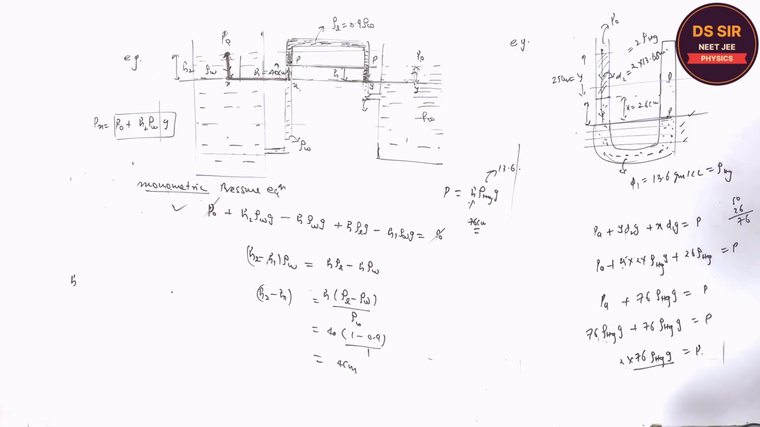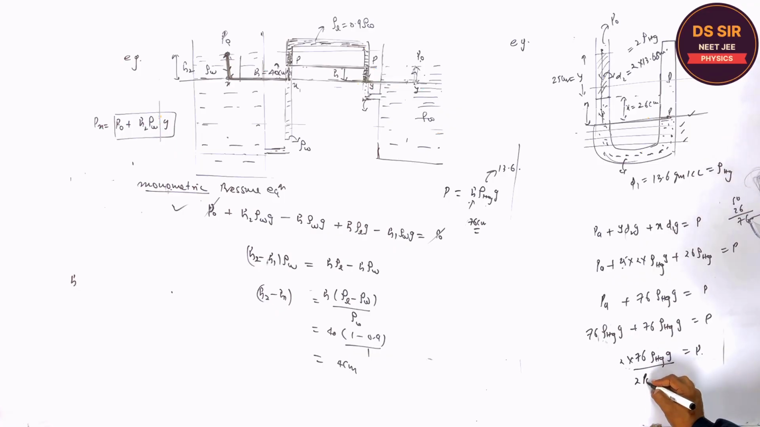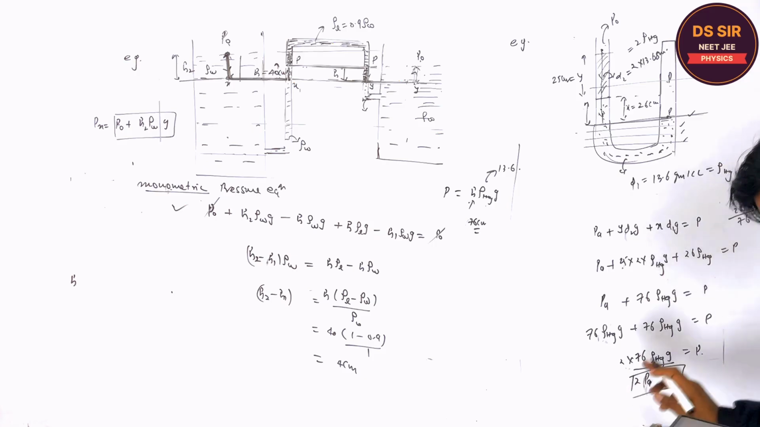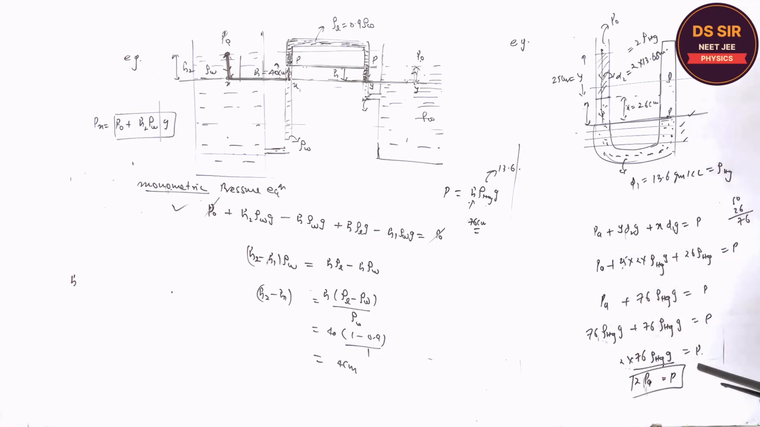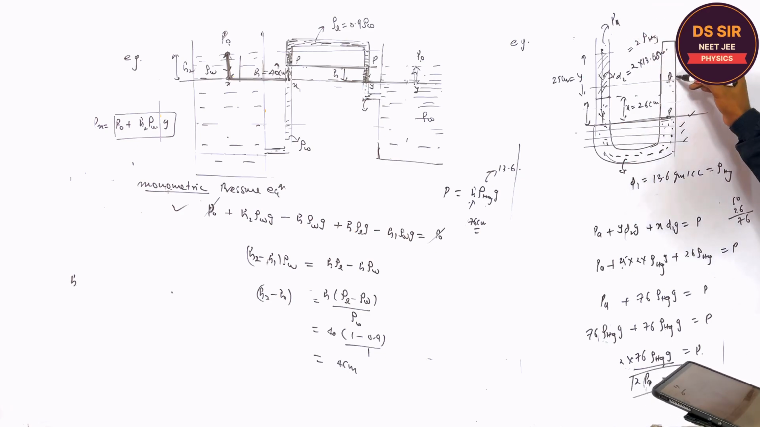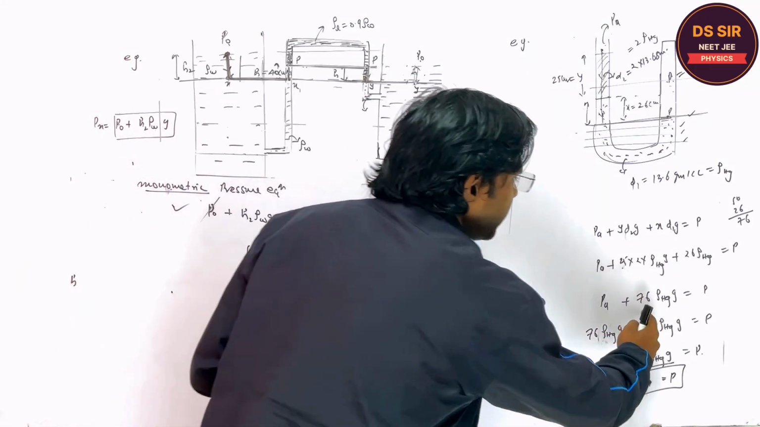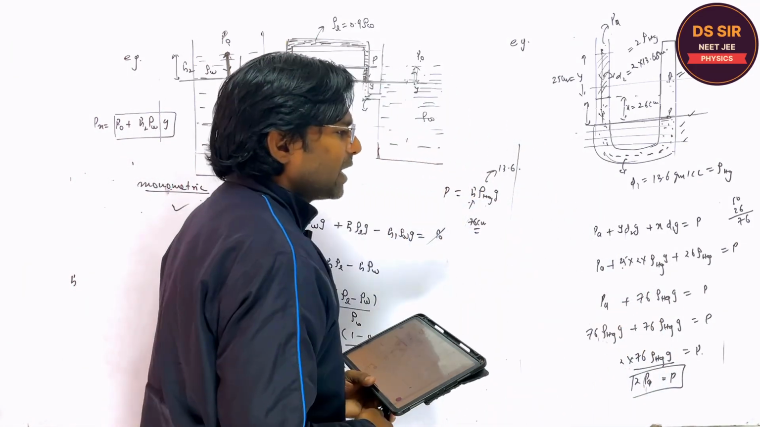And what is this? This is the 76 centimeter rho mercury. It is the pressure of the atmosphere. So the pressure on the left side is twice the pressure of the atmosphere. So what is the relation between P and PA? P is equal to 2PA, it is coming. Please copy this.